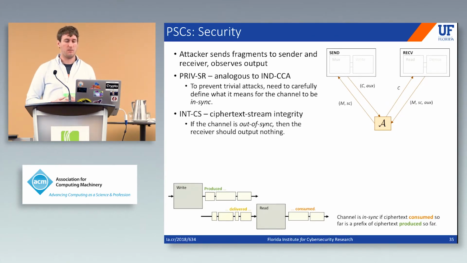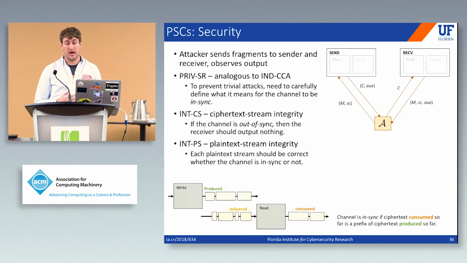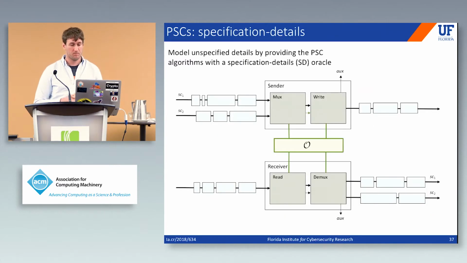Okay, so we also define integrity of the ciphertext stream. Security in this setting means essentially that an efficient adversary can't cause the receiver to output any plaintext fragment whenever the channel is out of sync. And then plaintext stream integrity, on the other hand, captures the goal that each plaintext stream should be delivered correctly regardless of whether the channel is in sync or not.